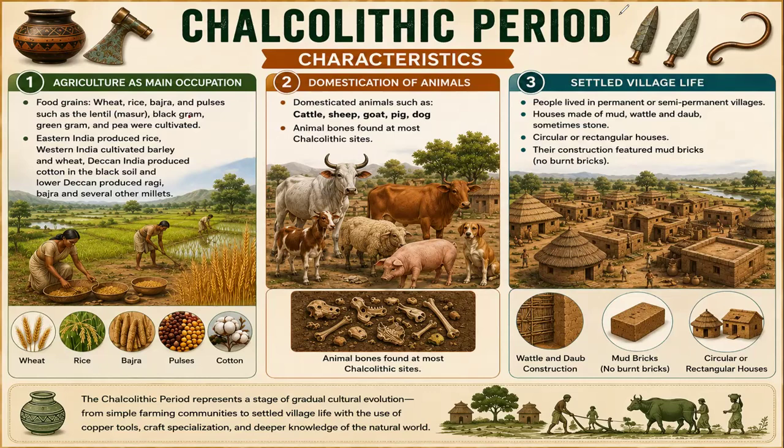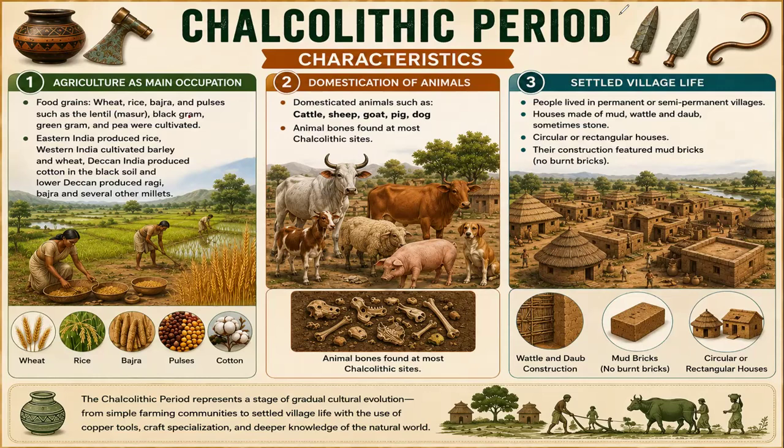People in this age lived in permanent or semi-permanent villages. The houses, as you can see in the image, were made of mud, wattle, and daub. Sometimes even stone was used. Houses were either circular or rectangular in shape. Please remember one important fact: the people of the Chalcolithic age used mud bricks, but nowhere do we find evidence of burnt bricks.